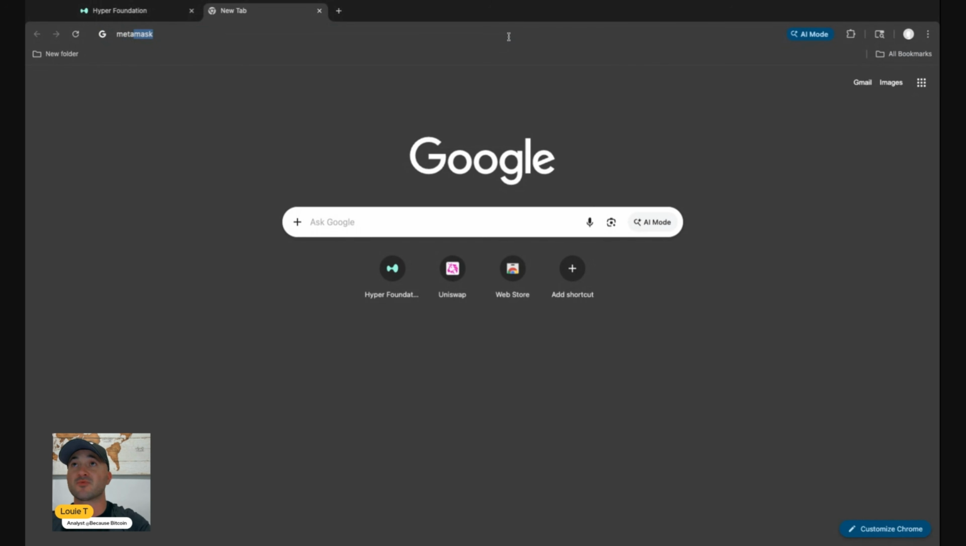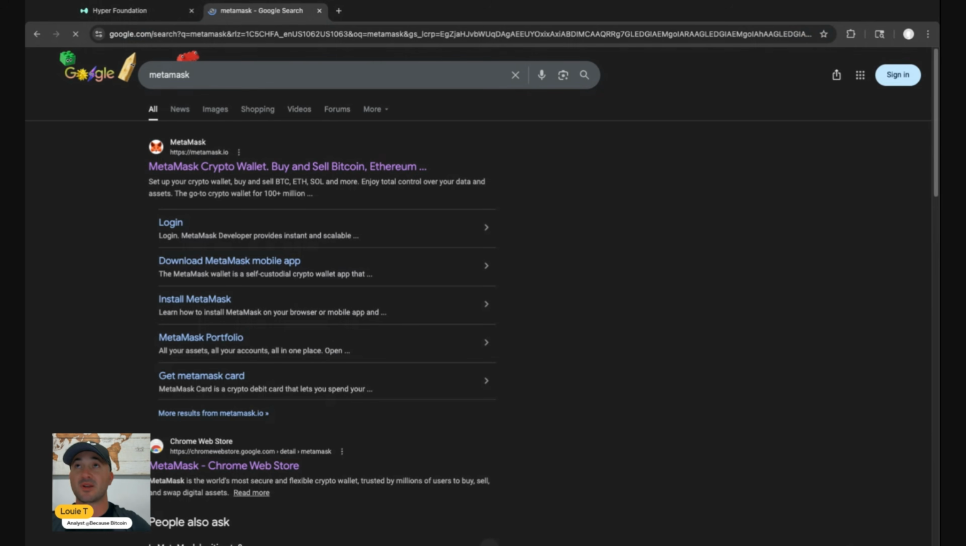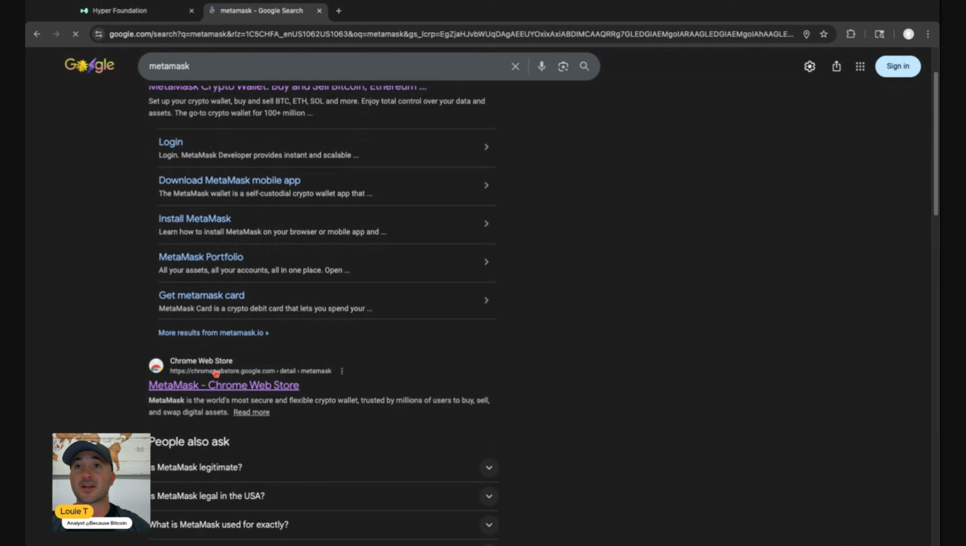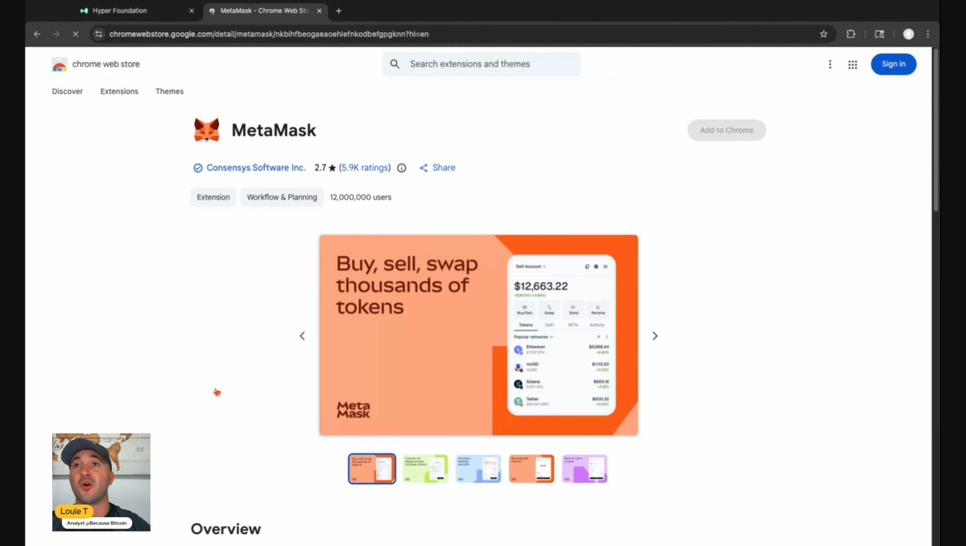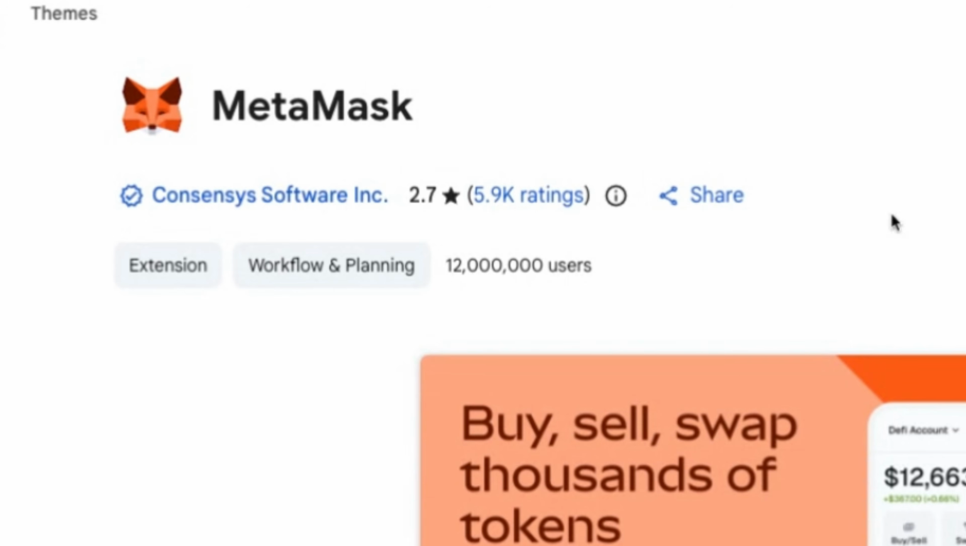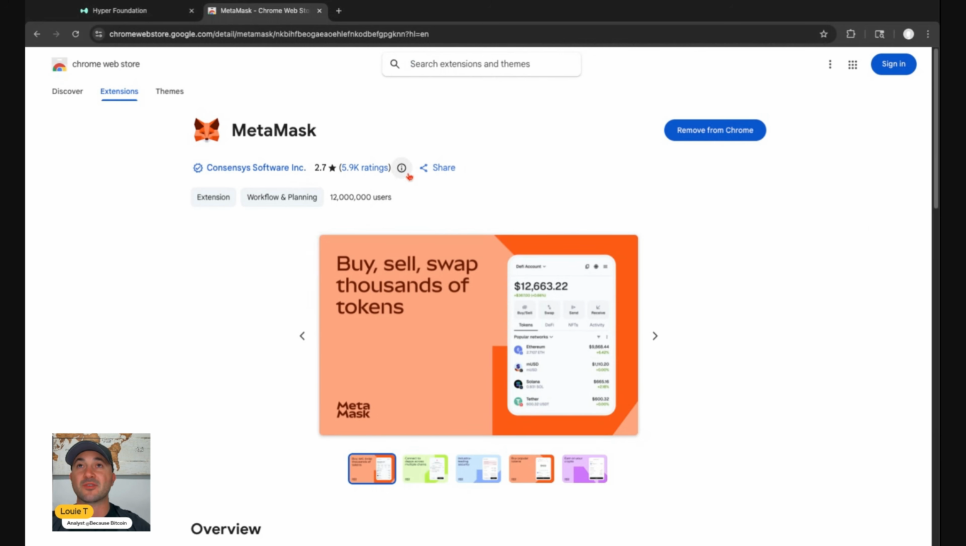So for that, you would just really need to go to MetaMask. Just search MetaMask in Google. And if you're on Chrome, you're going to need to download the extension. So obviously I already have mine downloaded, so it says remove, but you would have to go download the MetaMask extension and make sure this is the right one, right? It's verified, has several thousand ratings.